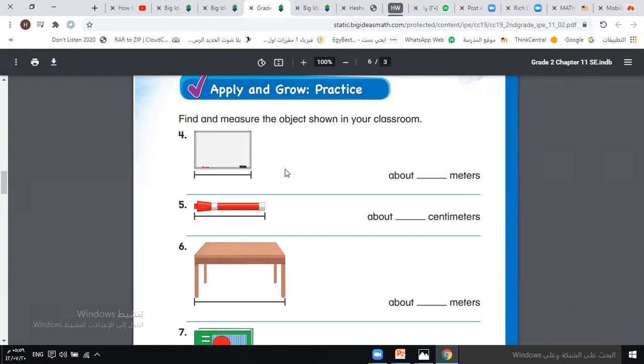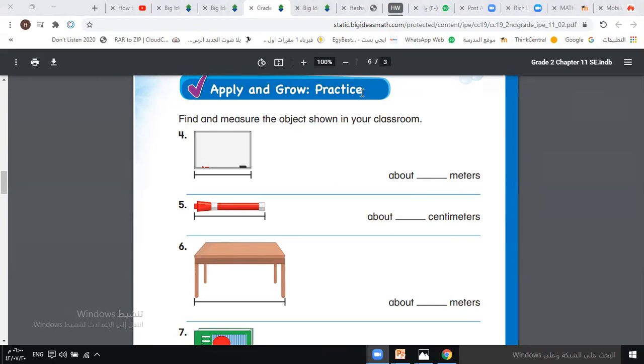Now, who can say our whiteboard is about how many meters long? Okay, let's choose one of you to answer that question. I'll choose Tayyim Ahmed. Hello, Tayyim, how are you? Fine, thank you. Tayyim, is it easier to use a centimeter ruler or a meter stick to get the length of the whiteboard?